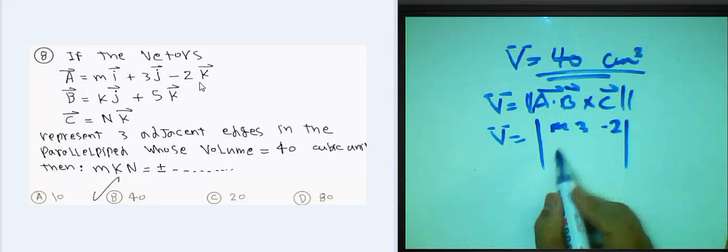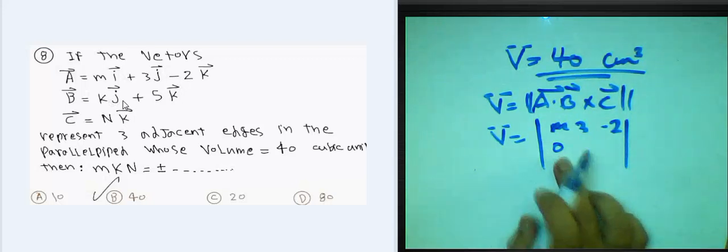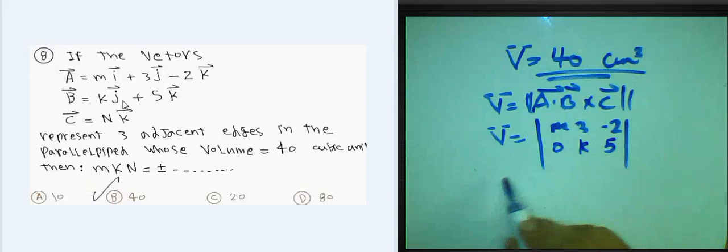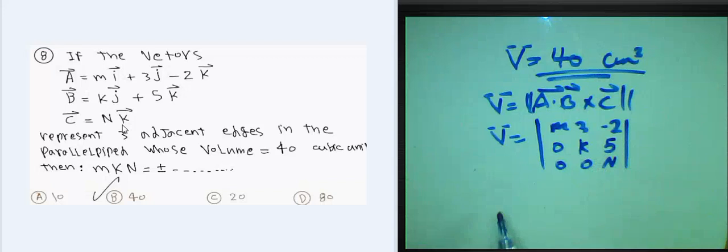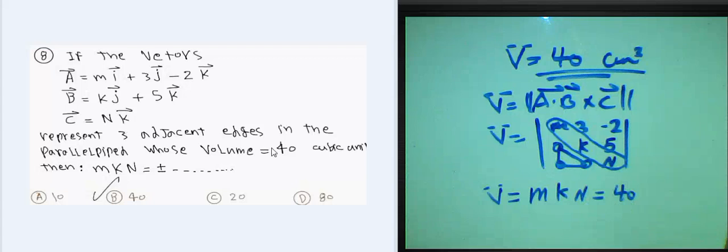Vector B equals 0. Here we have K, and K of J. We don't have I here, so we must write 0, and the coefficient of J is K, and the coefficient of K will be 5. Vector C equals N times K, so N is the coefficient of i, write N, 0 and 0. We have a triangular matrix, so the result is the product of the diagonal, MKN. The volume will be M times K times N, which equals 40 cubic centimeters.